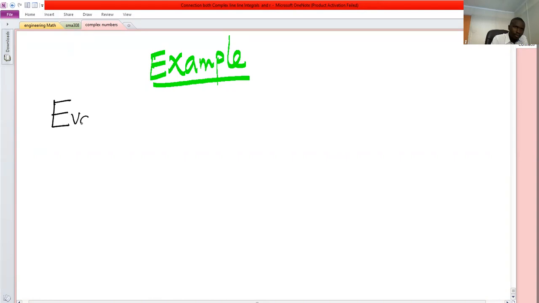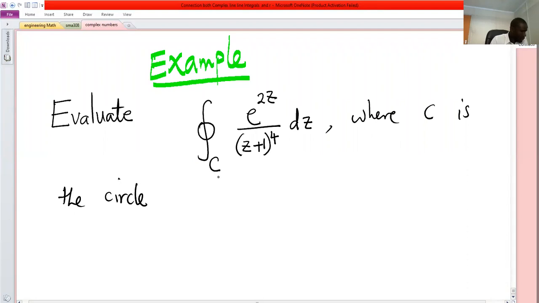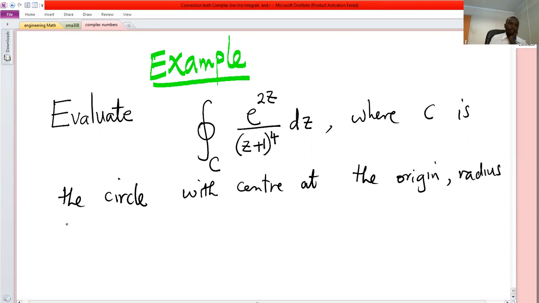Evaluate the integral e raised power 2z divided by z plus 1 raised power 4 dz, where C is a circle in center at the origin and radius 3, i.e. we have this as our circle.